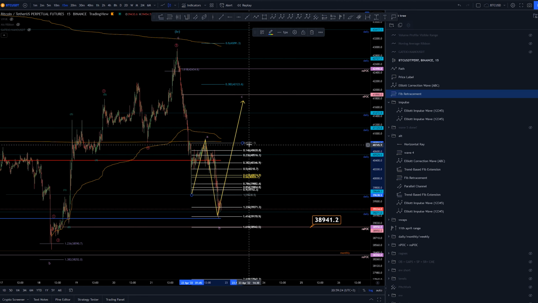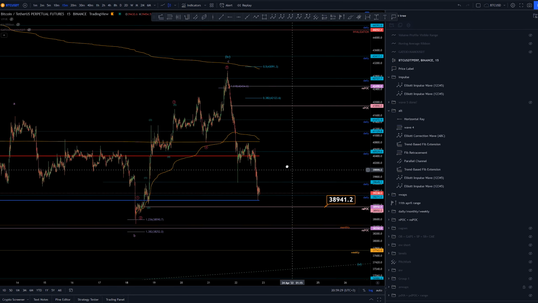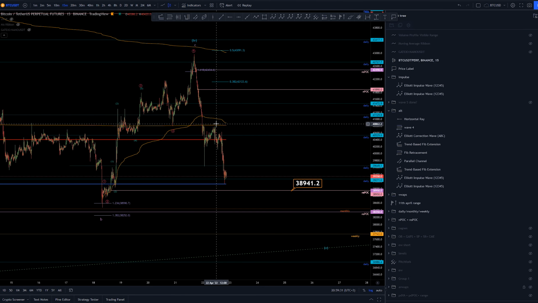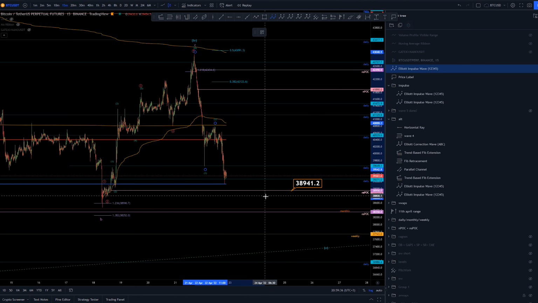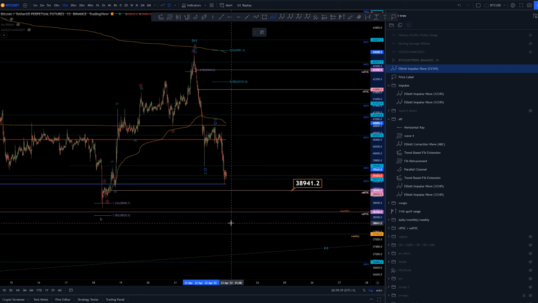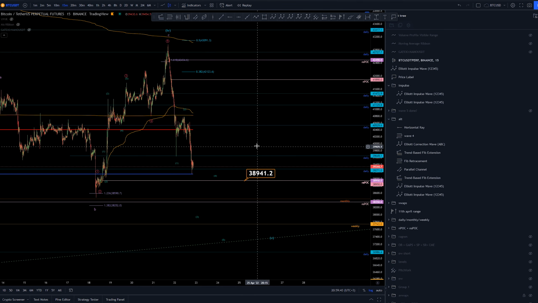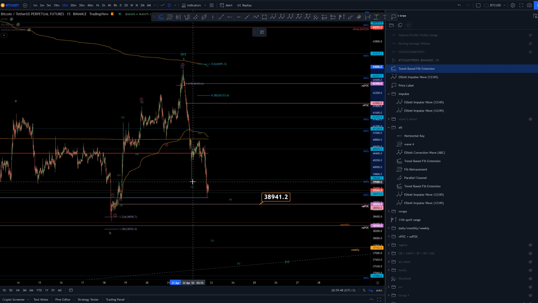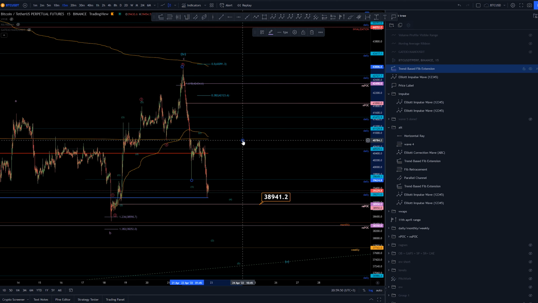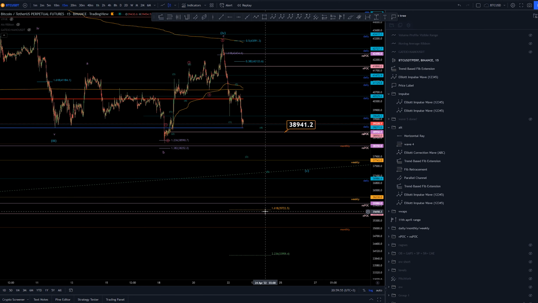But that being said, there is another scenario. Again, if we are saying that this could be wave 1 already done here, and this would be wave 2, we would be expecting lower targets. Now, what kind of targets are we expecting? Well, normally the wave 3 is at the 1.618 level. At this point, that would be around 35k.